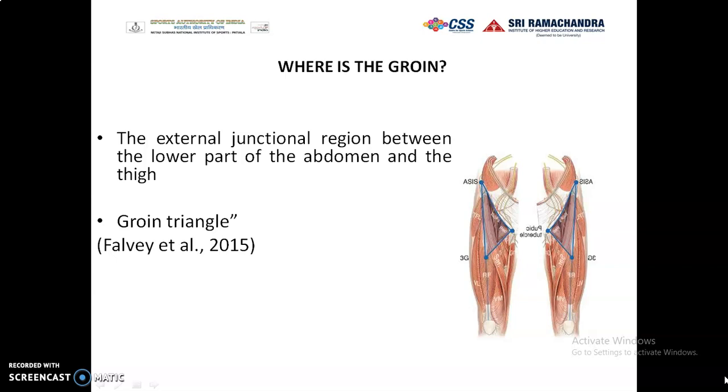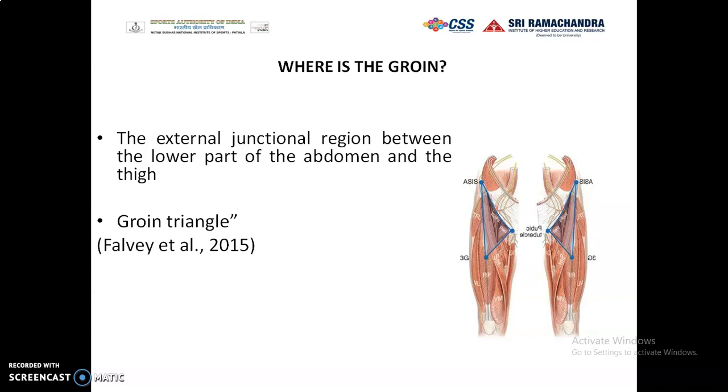If we talk about the groin triangle, what do we mean by the groin triangle? The groin triangle is made up of the anterior superior iliac spine, the 3G point, the point midway between the ASIS and the upper pole of the patella, the tensor fasciae latae, pectineus, iliopsoas, adductor longus, gracilis, sartorius, rectus femoris, vastus lateralis, and vastus medialis. So this is all about the groin triangle.